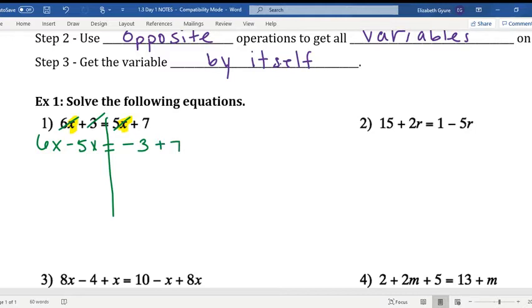Now what's nice about this is you got all your like terms together, right? Variables with variables, numbers with numbers. So let's combine our like terms. What is 6x minus 5x going to give us? 1x. Is it okay for you to write the 1? Yes. Do you have to write the 1? No. It's up to you. I'm just going to put x, because that implies that there's just one of them. Then what's negative 3 plus 7? 4. Very good. And then we're done.